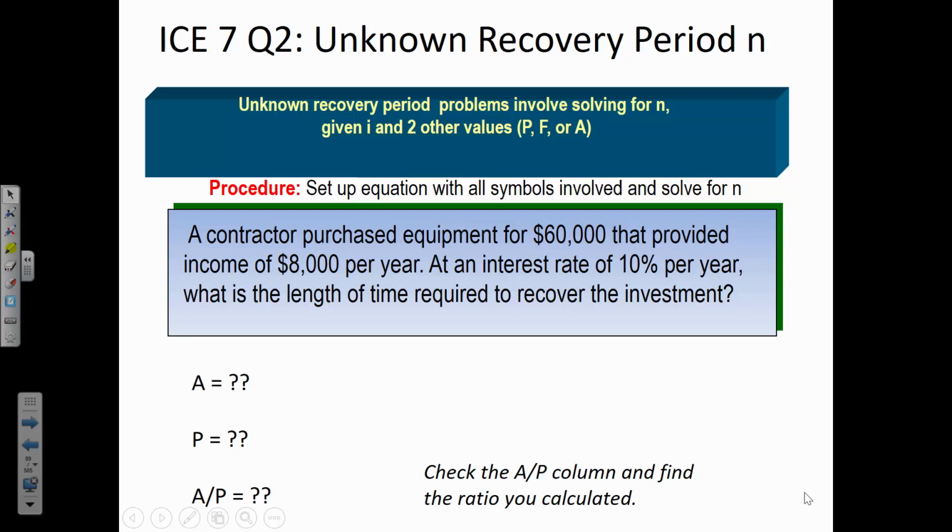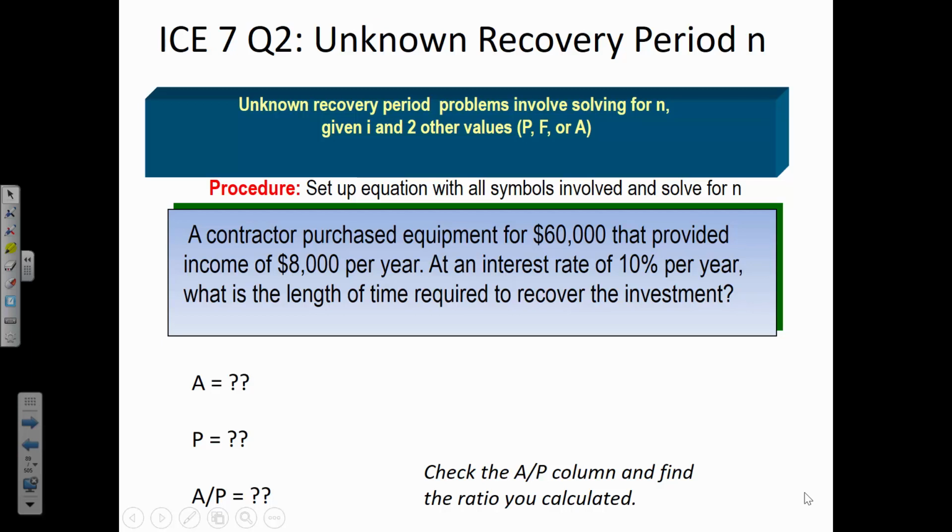Okay, question 2 in the handout that I've given you. Unknown N. A contractor purchases equipment for $60,000 that provides an income of $8,000 per year. The interest rate is 10% per year. So that's already given. But what we want to do is find out how many years until the investment breaks even. In other words, this person is going to be getting $8,000 over and over and over. So how long till the equipment is paid off and the contractor actually is beginning to earn profit?